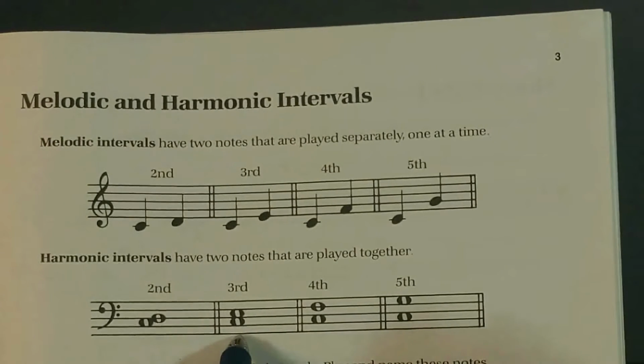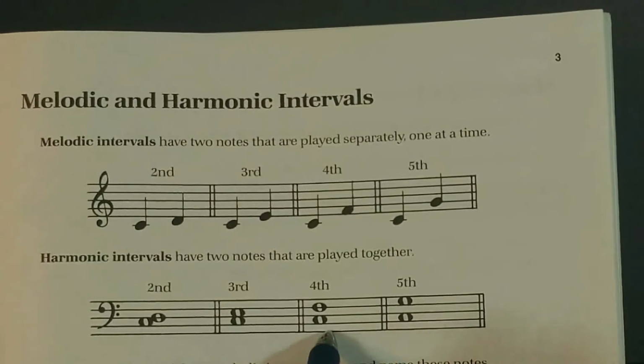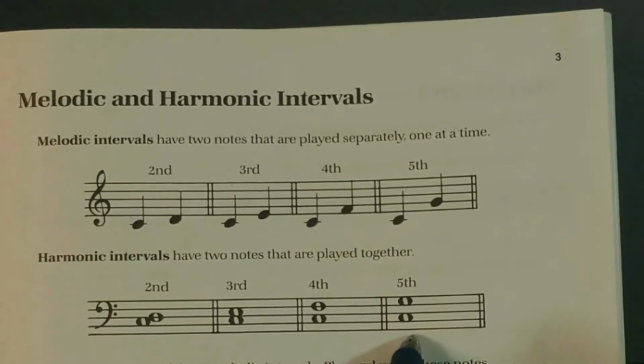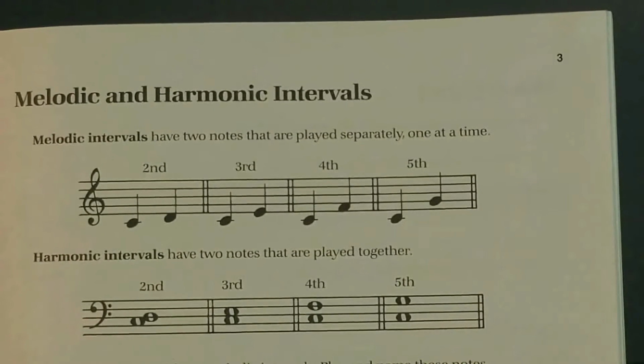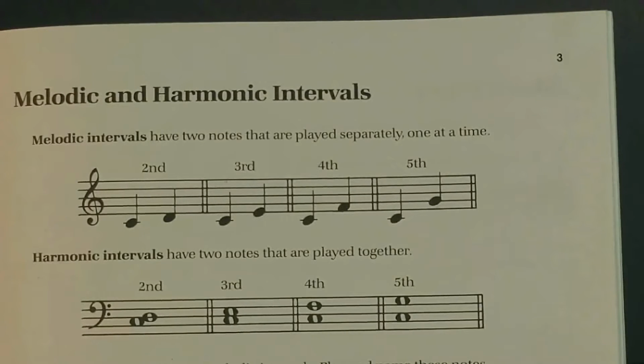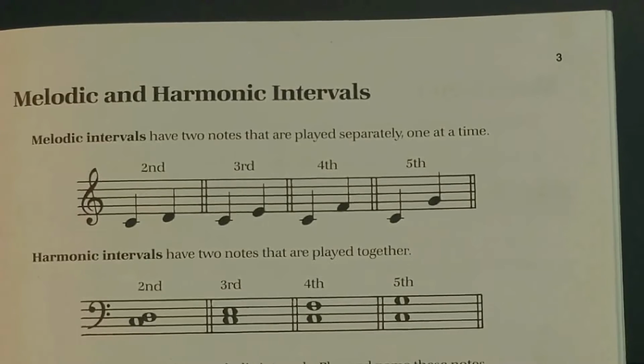From C to E is a harmonic third. From C to F is a harmonic fourth. And from C to G is a harmonic fifth. This is how those harmonic intervals sound. In the bass staff, harmonic second, harmonic third, harmonic fourth, and harmonic fifth.